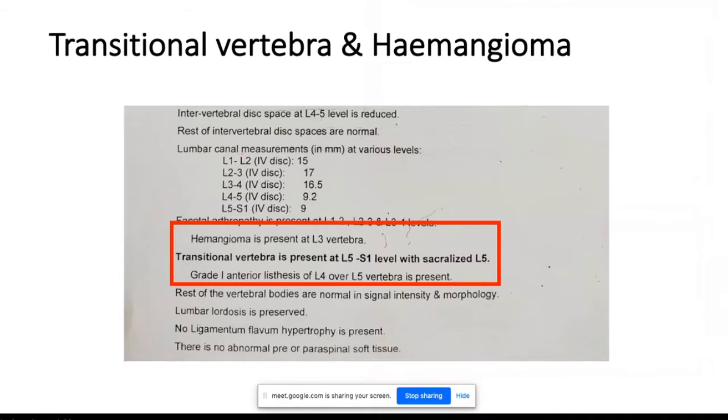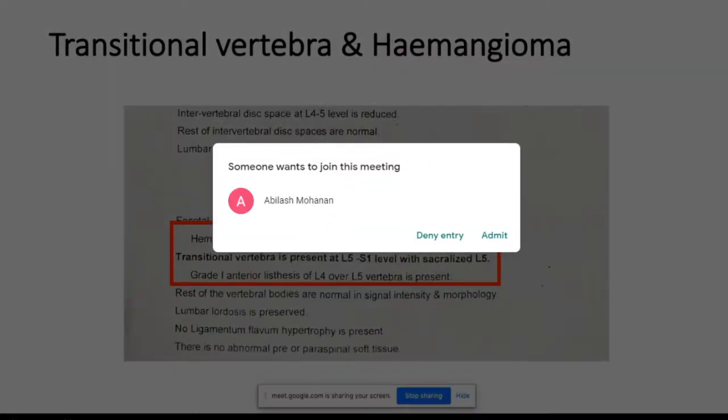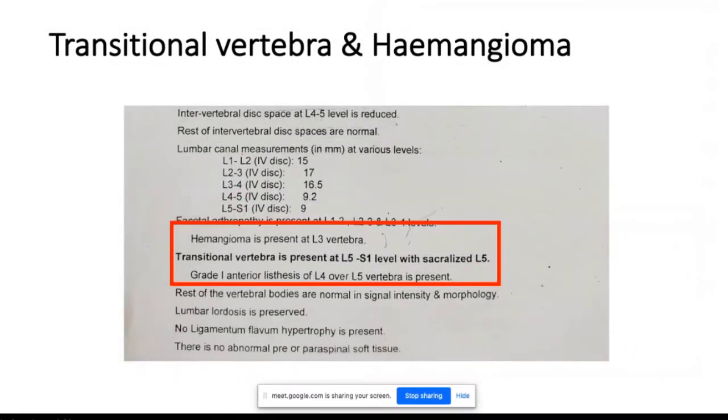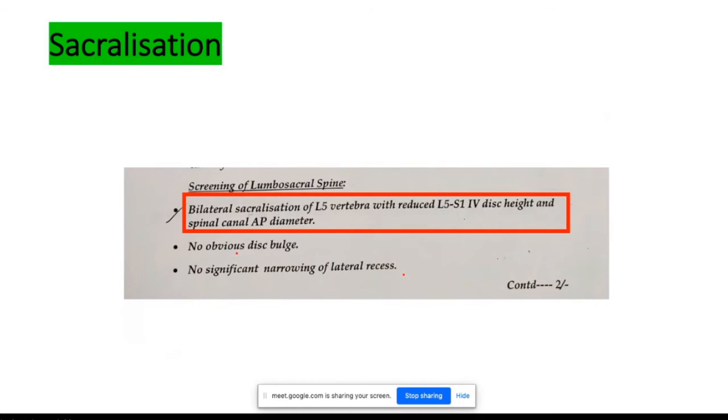You can see this report saying that a transitional vertebra is present at L5 and S1 with sacralized L5. This is one important report which we got, and the word is not given as lumbarization, it's given as transitional vertebra. Now sacralization, as I have told, has two conditions: either unilateral sacralization or bilateral.